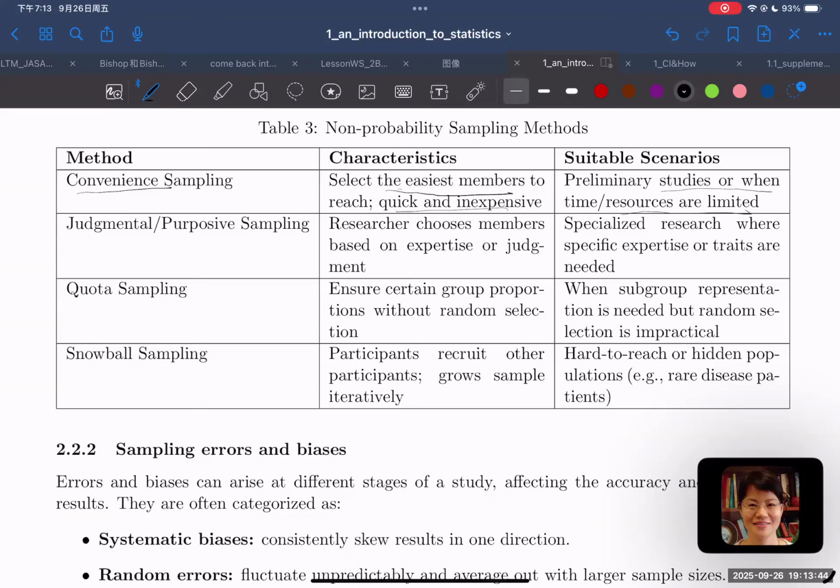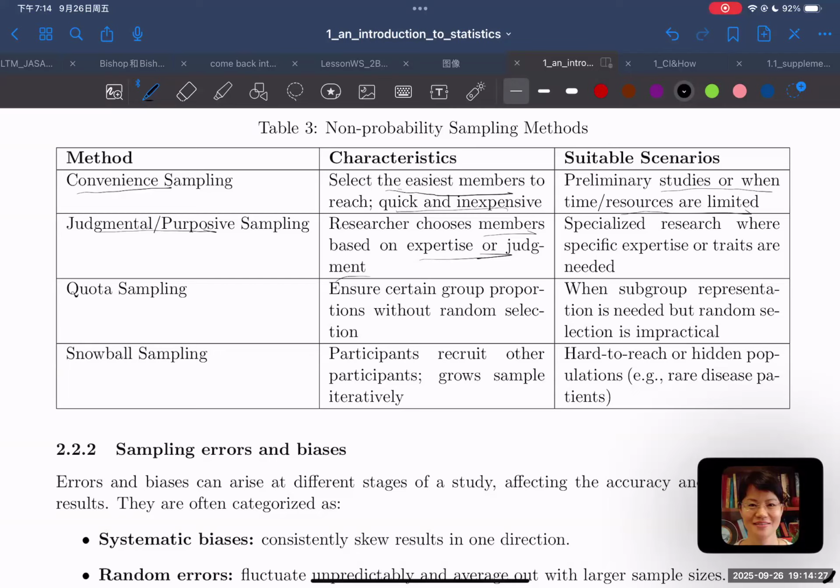And you also have judgmental or purposive sampling. In this one, the researchers choose members based on expertise or judgment. Sometimes, in some special cases, it would be suitable. For example, if I try to apply for promotion, the department would choose referees, right? You choose a referee, and the referee says, "Oh, Catherine, good," so you give promotion. But if the referee says not good, then you give no promotion. So this is judgmental and purposive sampling, right?